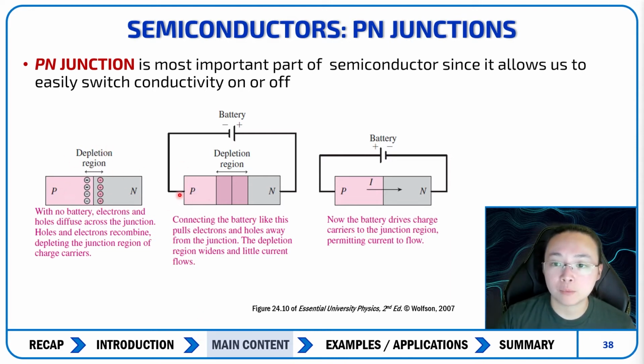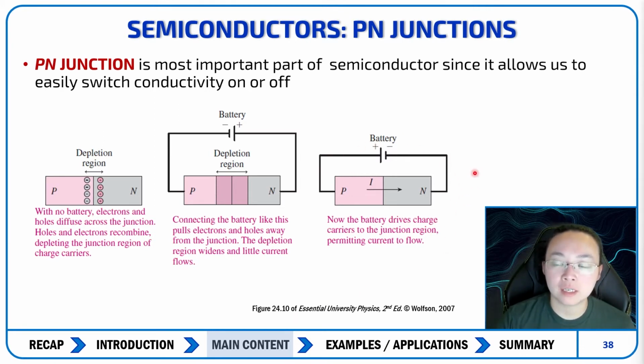Now, in the next step, we attach both ends of the PN junction to a battery. If we apply a voltage from the P to the N region, it lets charge flow through the junction over here. And the other way will not work because it only conducts in one direction. And that is one of the key things to these PN junctions. It only works in one direction. So connecting the battery like this pulls the electrons and holes away from the junction, and the depletion region is going to widen and little current will flow.